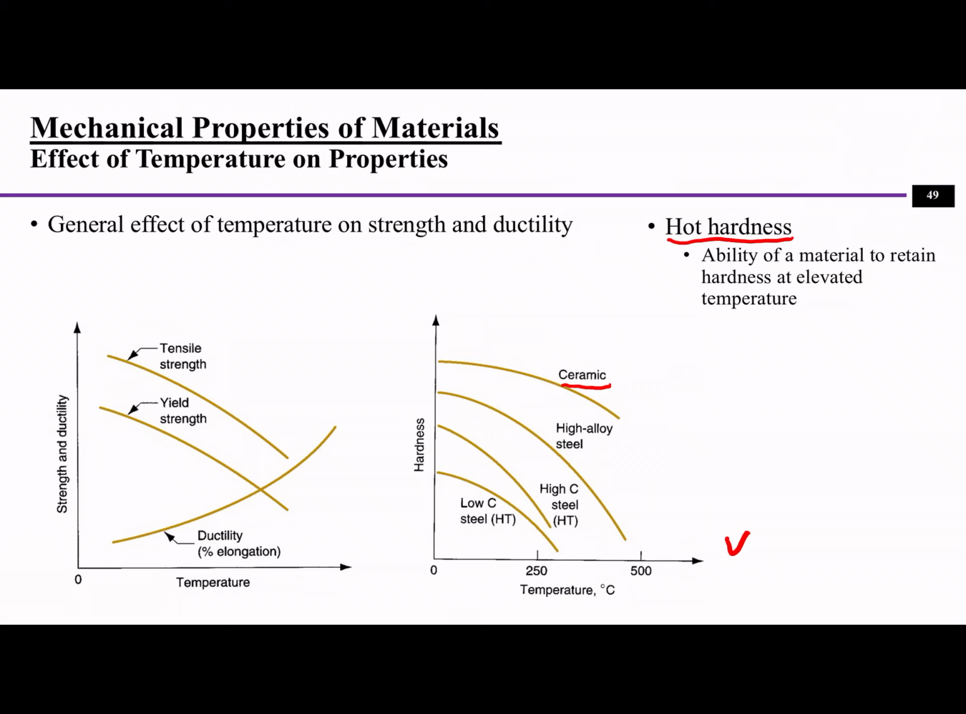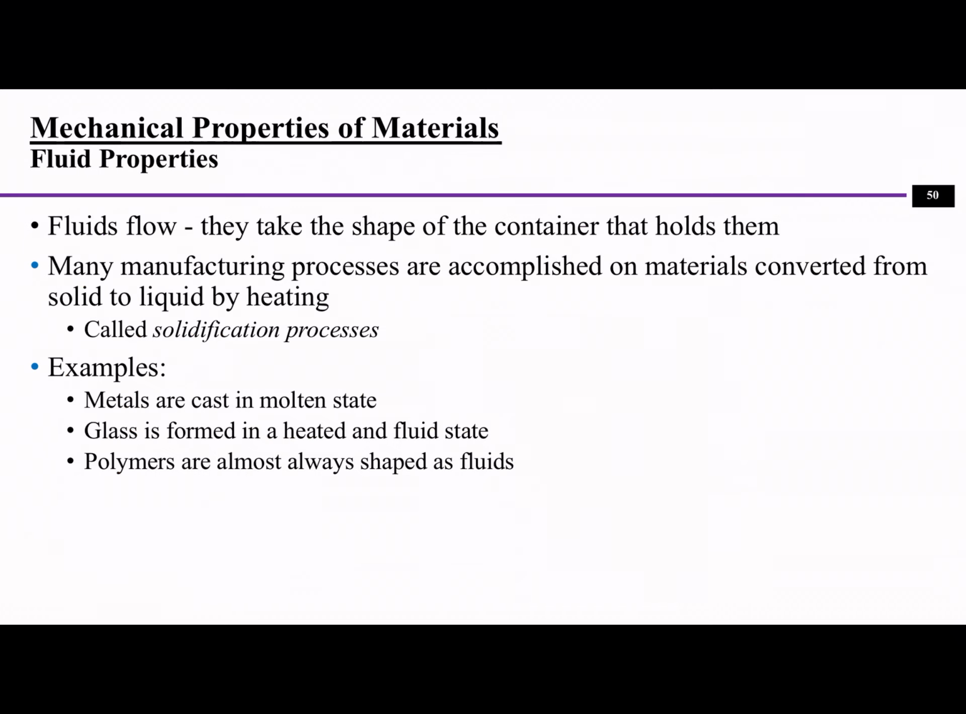So the concept of hot hardness means the ability of a material to retain its hardness at an elevated temperature. Ceramics have higher hardness compared to steel in this case.